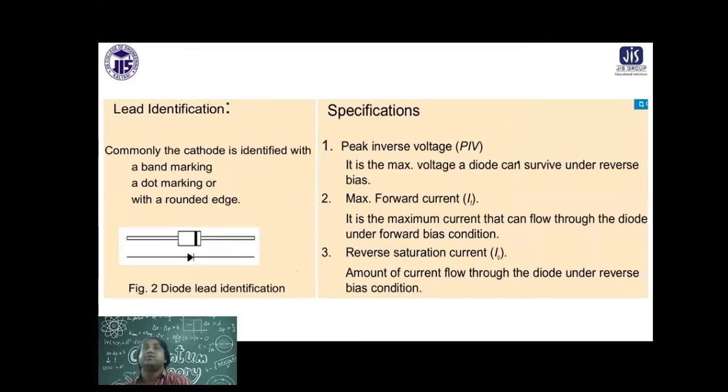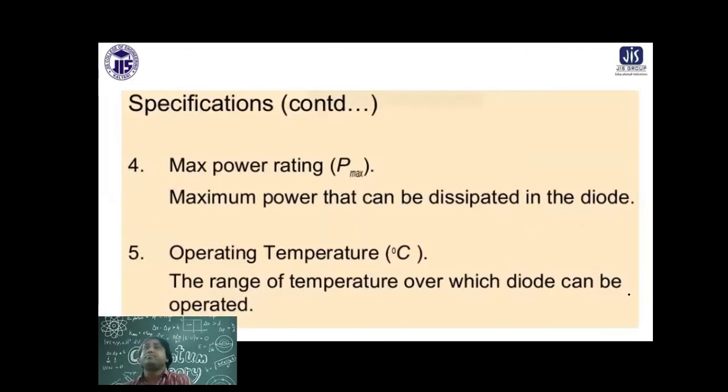Okay, lead identification is also there. Commonly, the cathode is behind the band. Left hand side is the P side, right hand side is the N side. Very popular symbols are these. This is the P side, this is the N side. Peak inverse voltage is written there: the maximum voltage a diode can survive under reverse bias. Above that, it will be destroyed. Maximum forward bias current is also written. Reverse saturation current is also written. Maximum power dissipated in the diode and operating temperature are also mentioned.